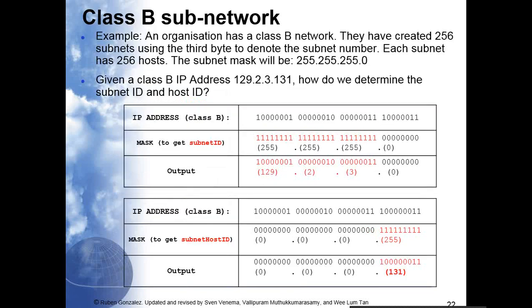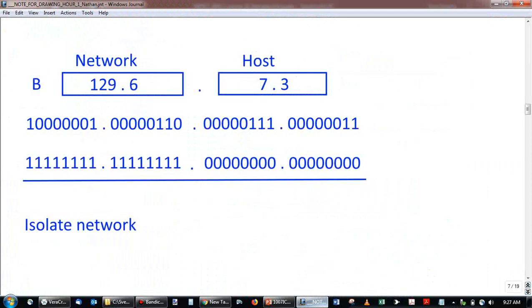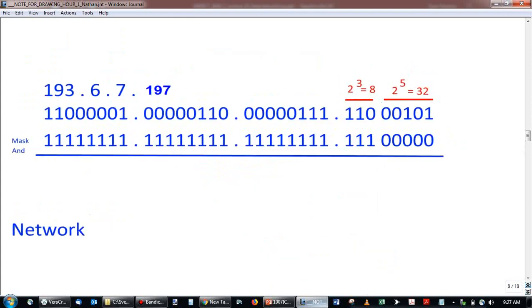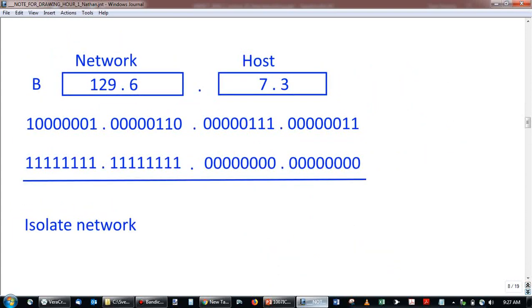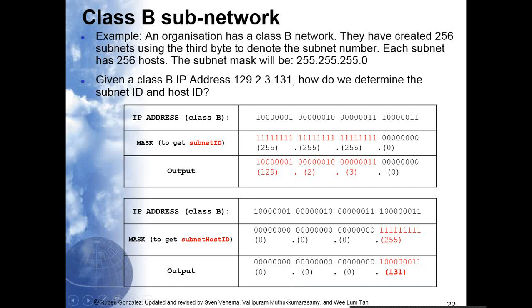A class B network. So an example organization has a class B network. They have created 256 subnets using the third byte to denote the subnet number. Each subnet has 256 hosts. So now we've got a class B address, but we have subnets. Class B addresses, how many bytes do we use for the class B part in this example here?